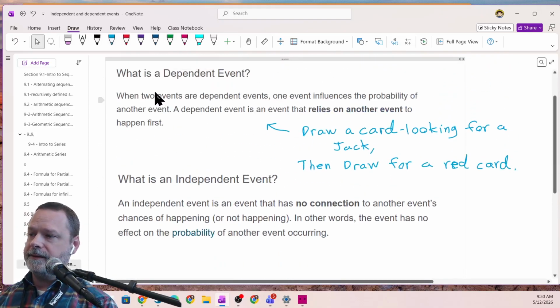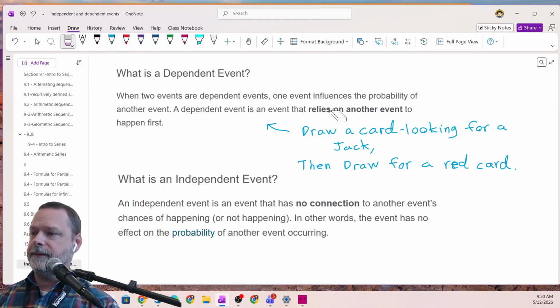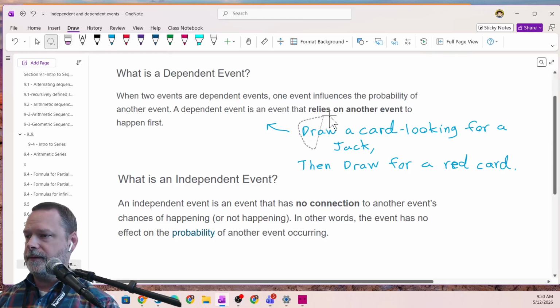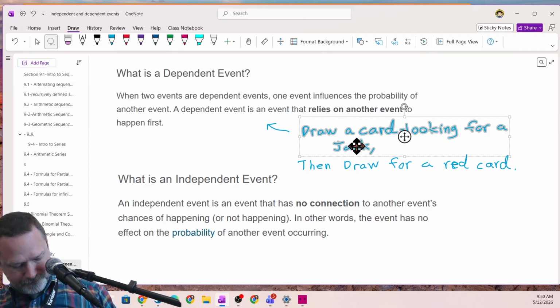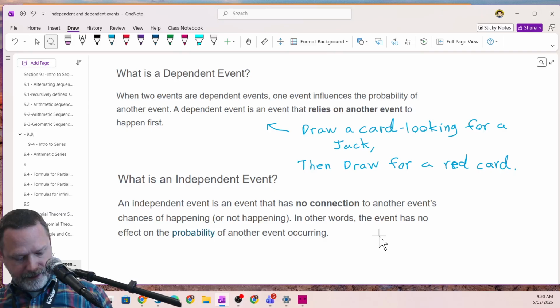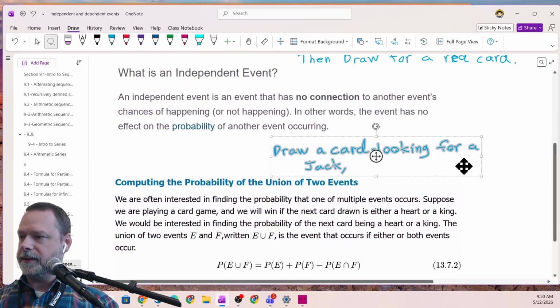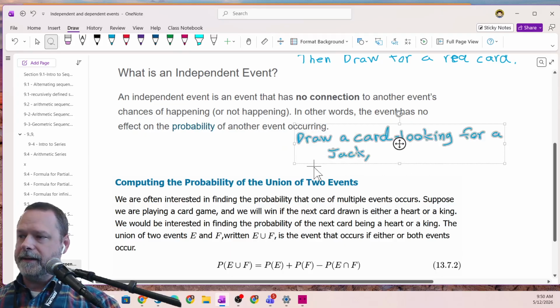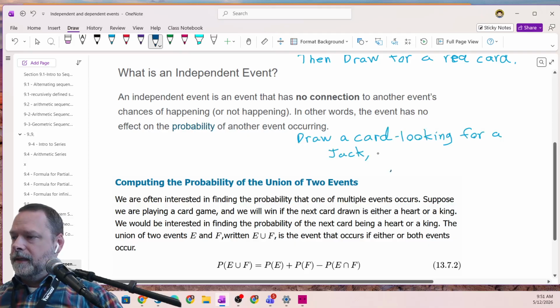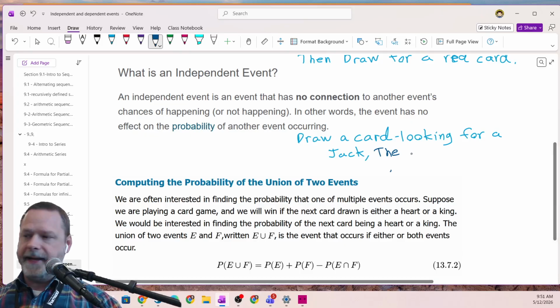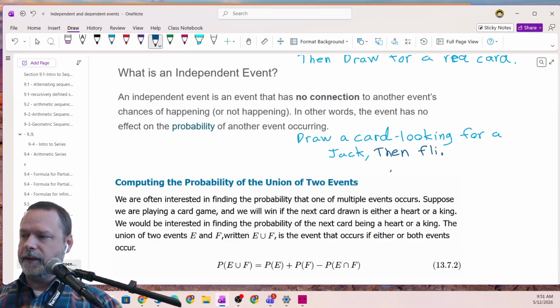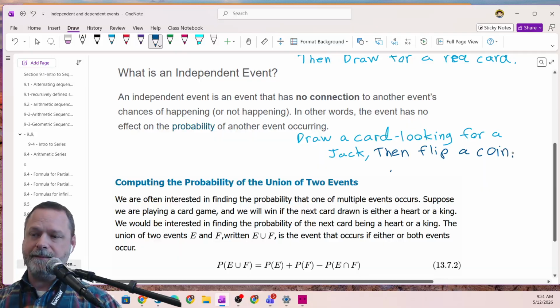However, if I was going to draw a card looking for a jack, and then flip a coin for heads, what I do on the coin has nothing to do with the deck of cards I used for the first event. So those two things are independent. Okay, so there's a couple examples for you.